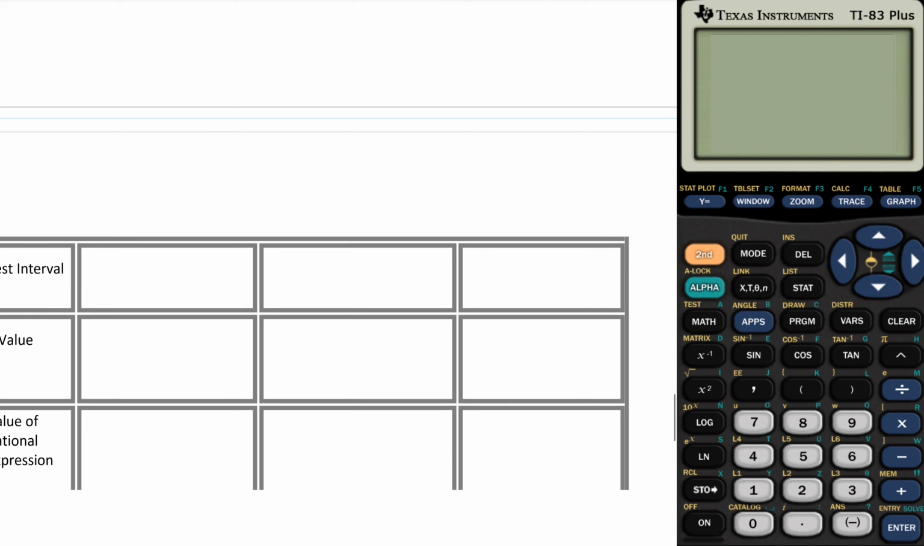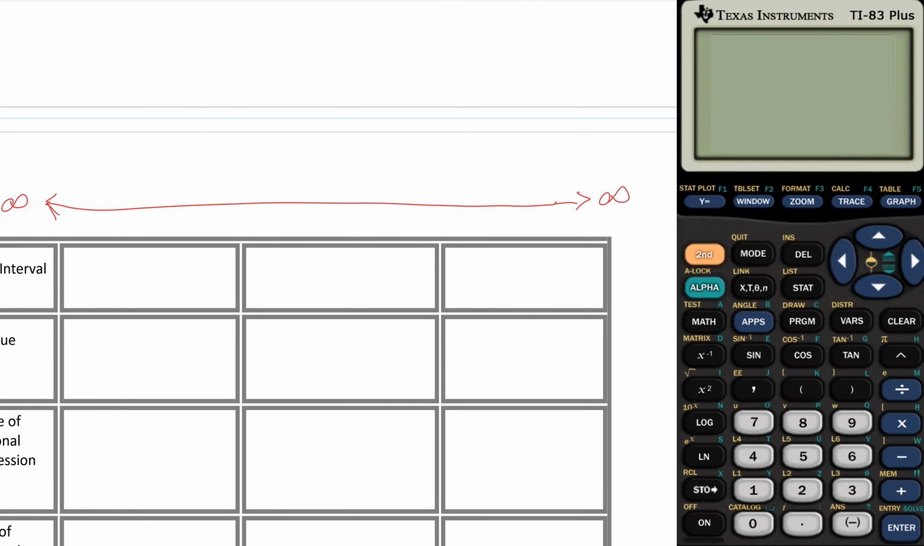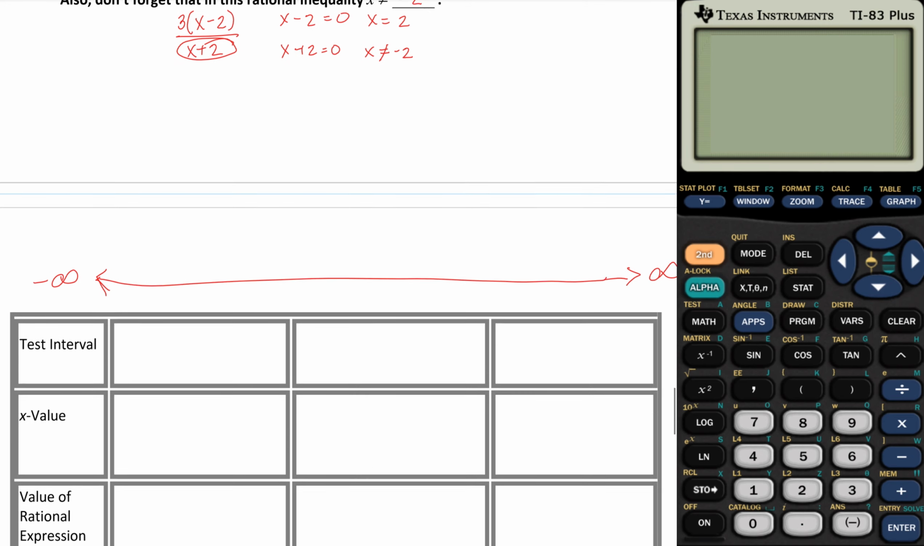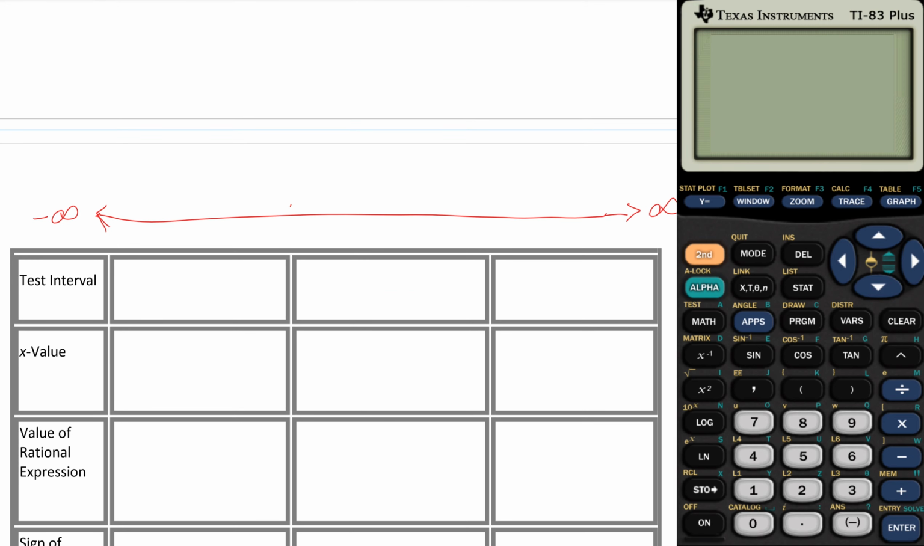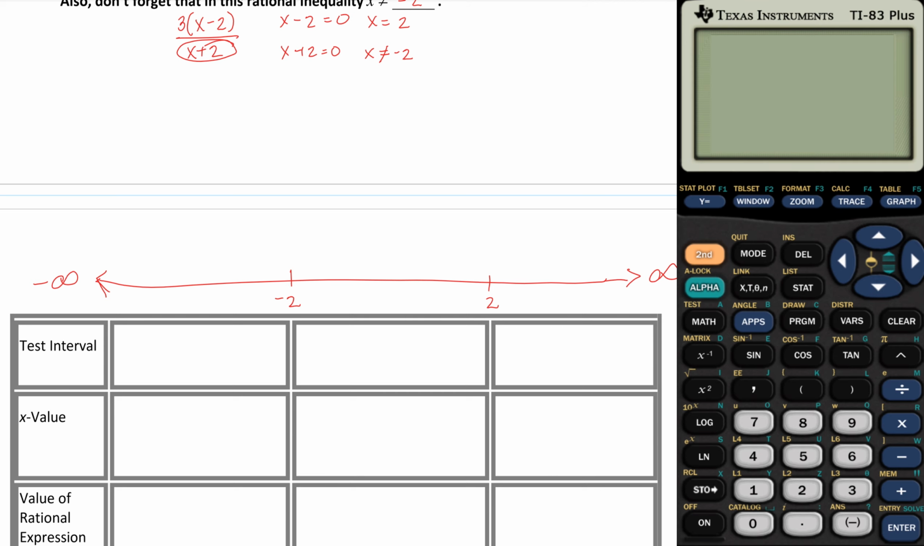So first we're going to draw, right? I like using my representation here from -infinity to +infinity. And my key values, of course, I said were -2 and 2. And of course, we're looking at less than or equal to 0, but it cannot equal -2. Very important thing there. So I know that whenever I go to do this, I'm going to get parentheses for -2.